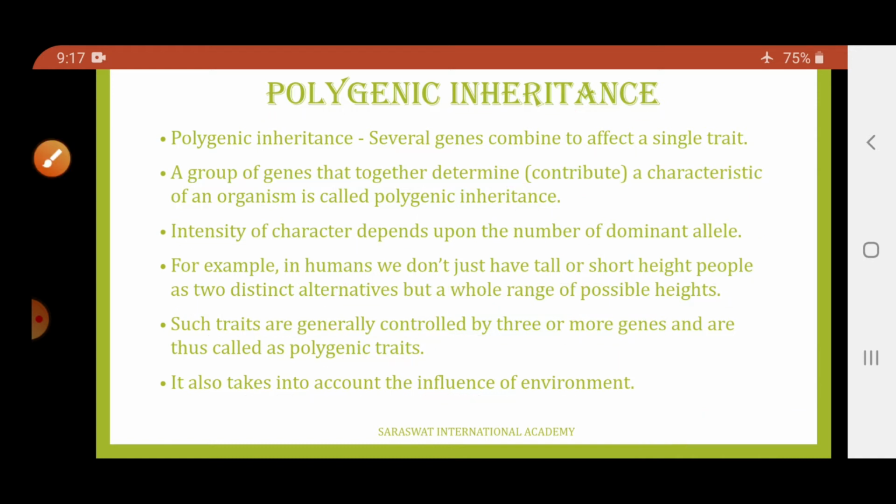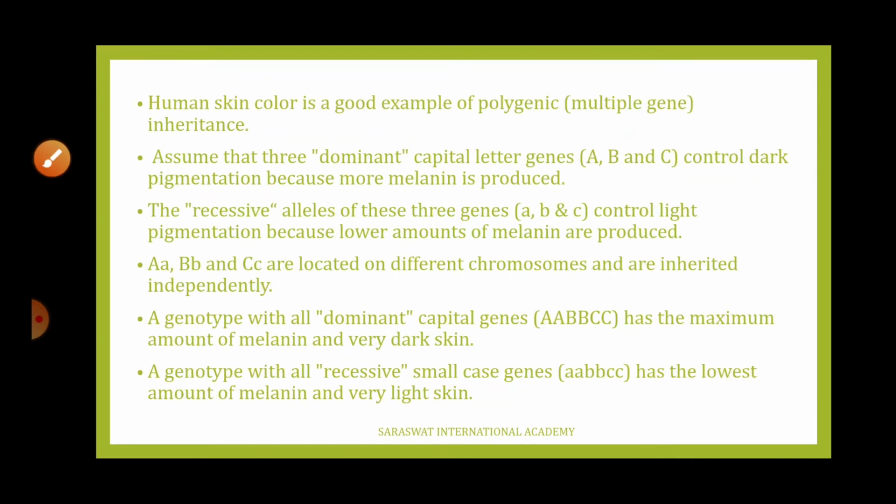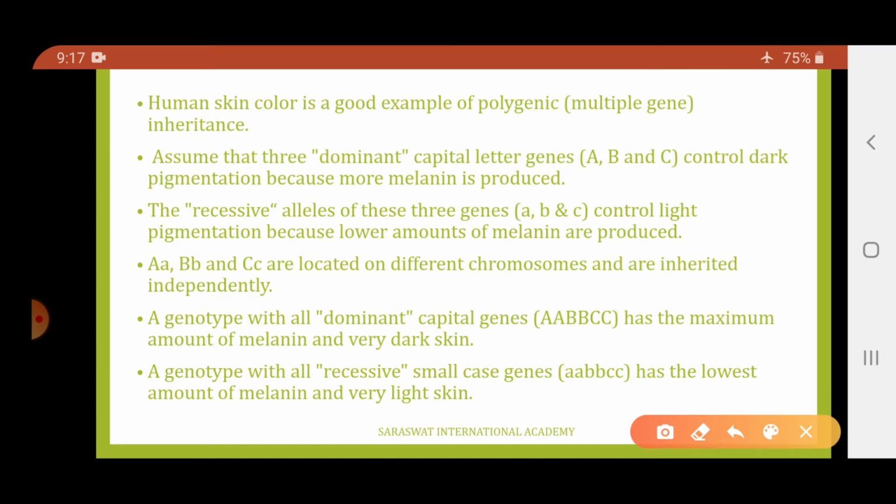Now students, we take the example of human skin color to explain polygenic inheritance. Poly means many, multiple. Genic means genes. Many genes will control a particular trait. What is that called? Polygenic inheritance. And a very good example of polygenic inheritance is human skin color.